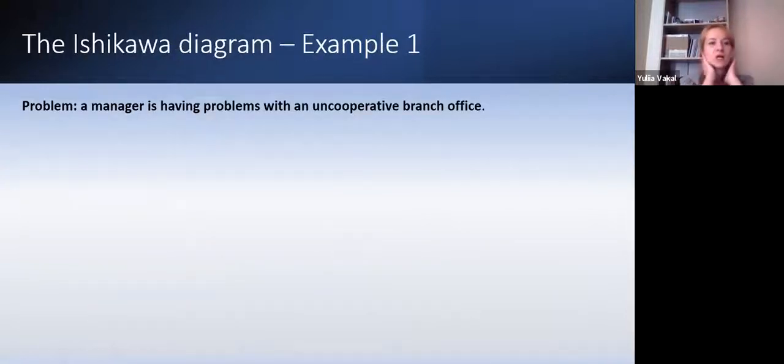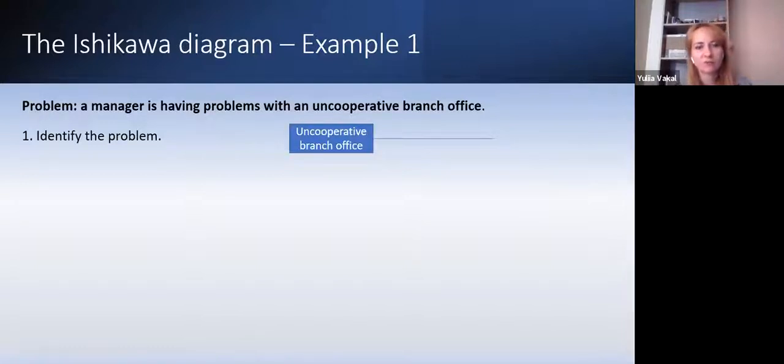Okay, so let's see another example. The problem we have is that a manager is having problems with an uncooperative branch office. The manager can't actually work with his office, right? He had different branches in one of the offices. So the first step is to identify the problem. The problem is an uncooperative branch office.